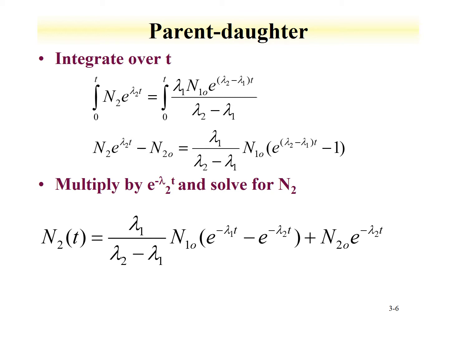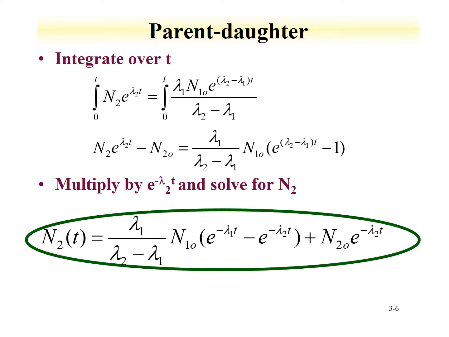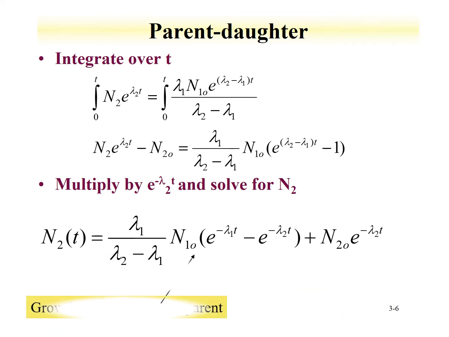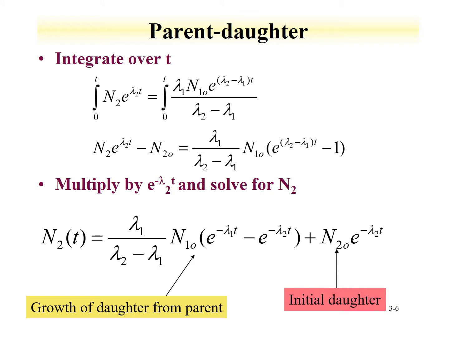So let's consider that term also. Now we have this relationship that we can use to understand how much daughter is present at a given time t, based upon an initial amount of parent and even an initial amount of daughter. So we have part of the equation which describes the growth of the daughter from the parent, and then the initial amount of daughter. So pretty straightforward. We have these two components that provide information related to the amount of the daughter available at any given time.